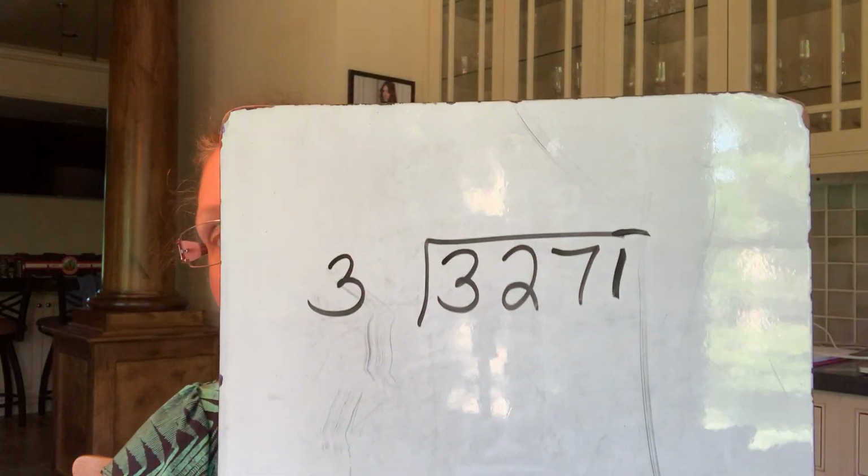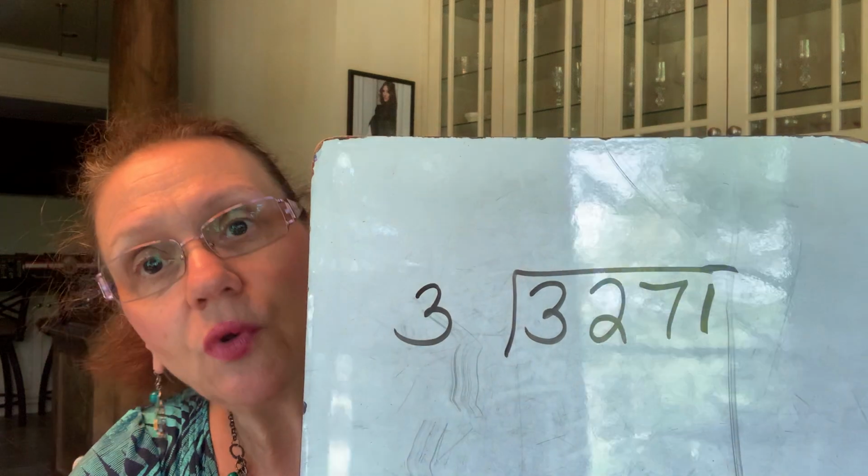Quotients with zeros. Once again, this skill is mostly for students who are doing long division in the traditional way. If you are doing partial quotients, I will show you the same example a little later on, but it's not a skill that you really have to worry about. That's kind of the bonus of doing partial quotients.